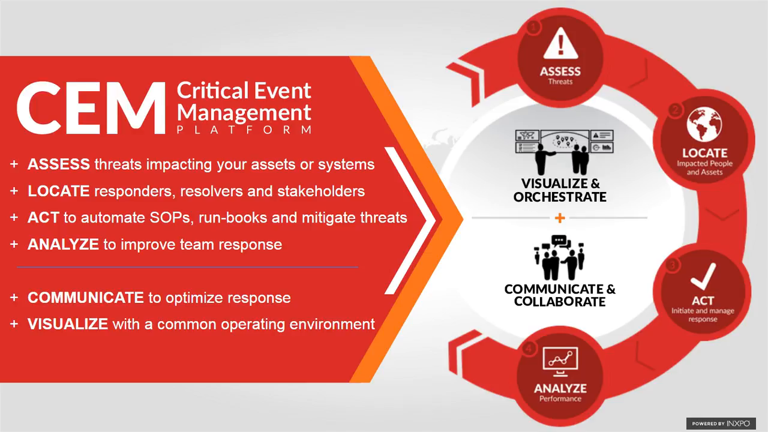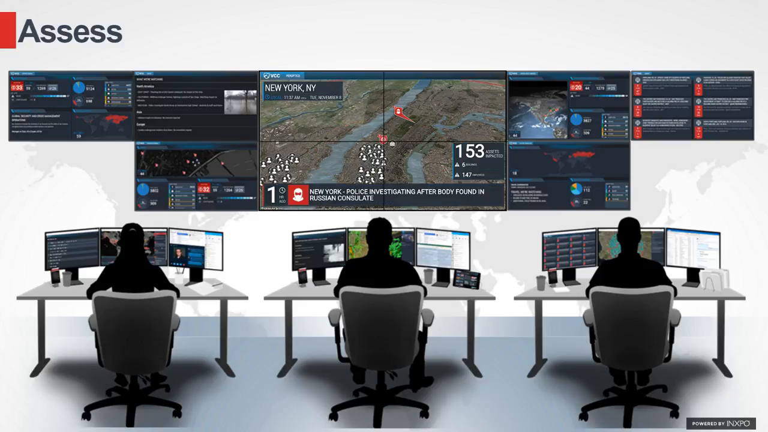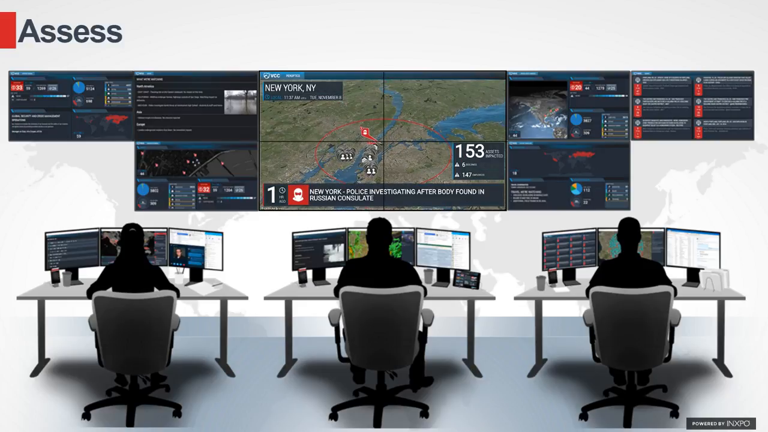So in a nutshell, our critical events management platform is the tools that give you situational awareness. It gives you visibility into the location of your employees, your travelers, your lone workers, and it gives you the tools to act by communicating the standard operating procedures to your teams, activate run books, and mitigate and eliminate threats. And finally, do analysis. All of this should happen in a visualization interface so you can quickly get an idea of where everybody is.